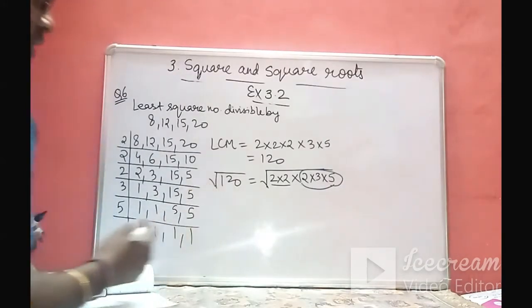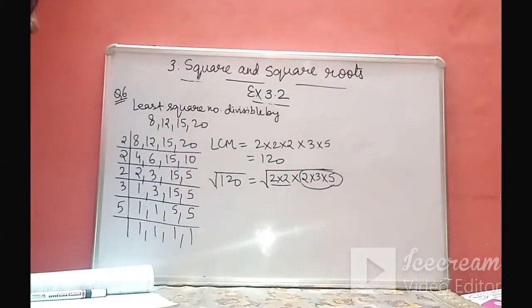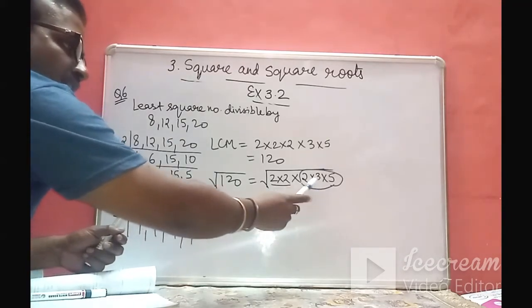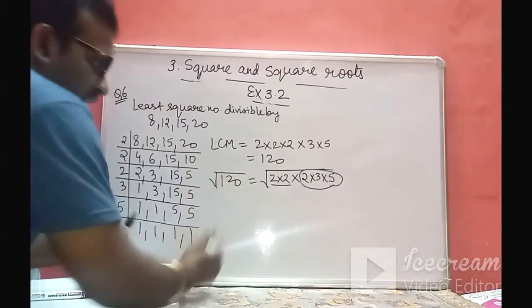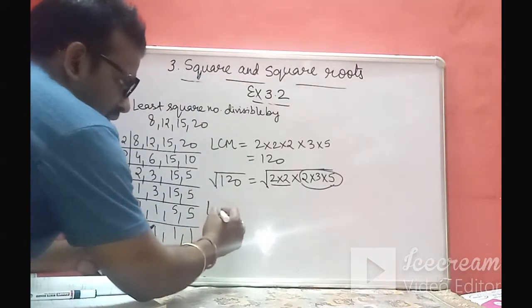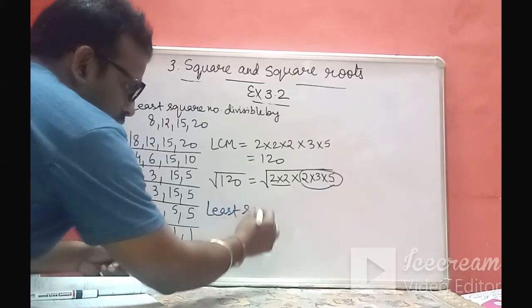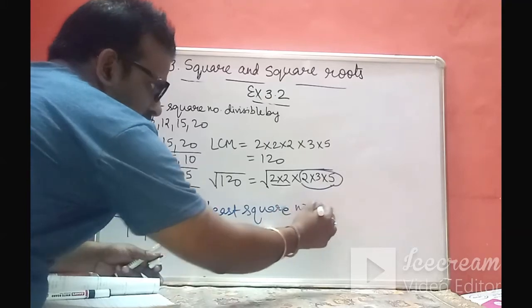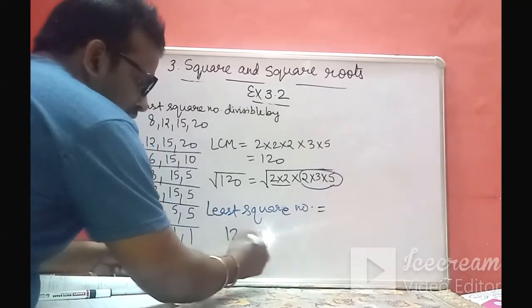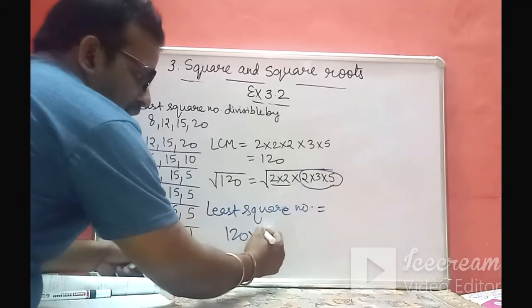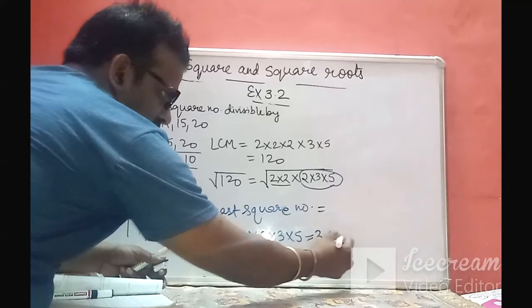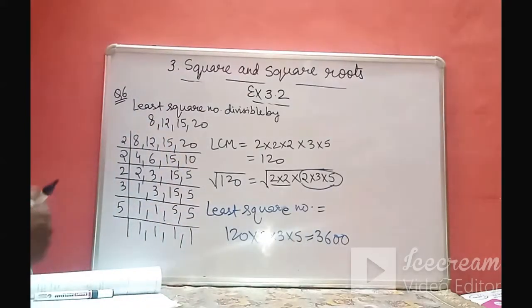So how have we done the questions in which we have to find the least number to be multiplied so that it becomes a perfect square? We multiply with those unpaired numbers only. So we can say that the least square number is equal to 120 was our number, and these are not having the pair, so 2 into 3 into 5, that is 3600. Okay, so this will be our answer.